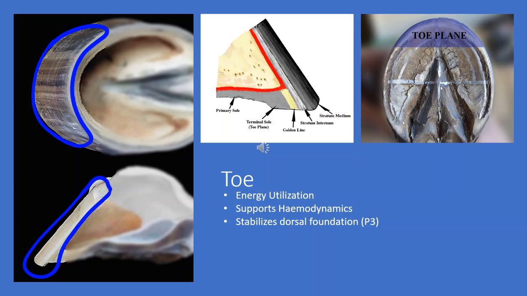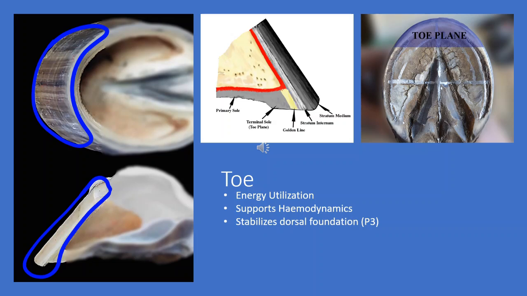What is the function of the toe? Energy utilization, right? Well, if that is true, then how does one justify reducing its effectiveness by dubbing, by squaring, or by shortening it excessively, under the guise of relieving tension on the deep flexor tendon? The foundation of the toe, P3, always presents the correct conformation of the toe for each given foot.